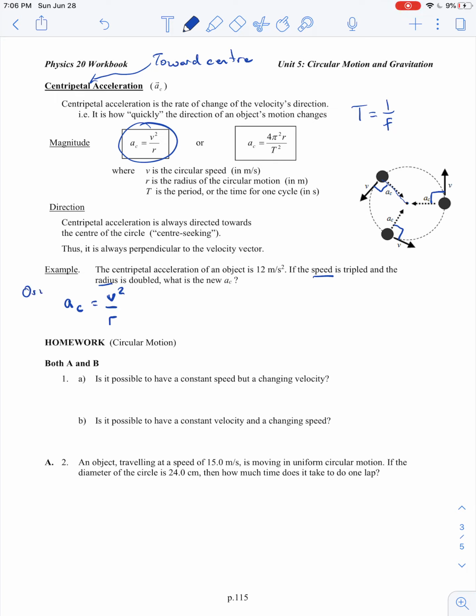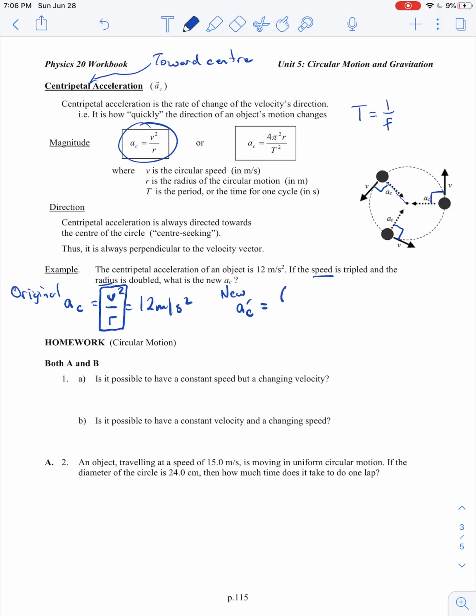I know that the original values, whatever values there were, gave us a value of 12 meters per second squared. So this v squared upon r is 12 meters per second squared, and we're going to keep that in mind. So what I'm going to do is apply these changes to get the new acceleration. We might call that a prime or something.